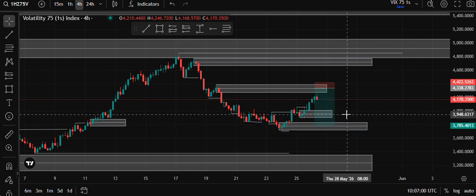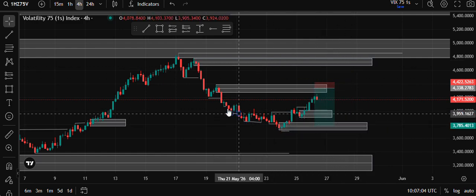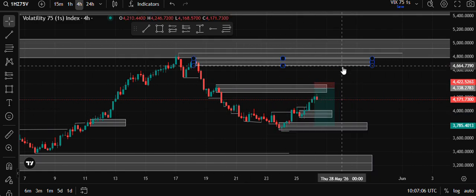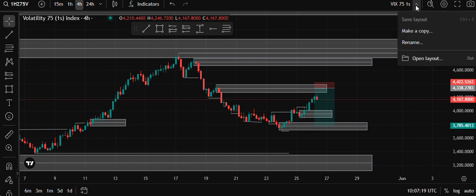Then our next movement, which will be up, because ultimately we have to mitigate this for it to have more selling power to come all the way down here. So this is just what I would do for now, and then I'll go to the volatility 75.